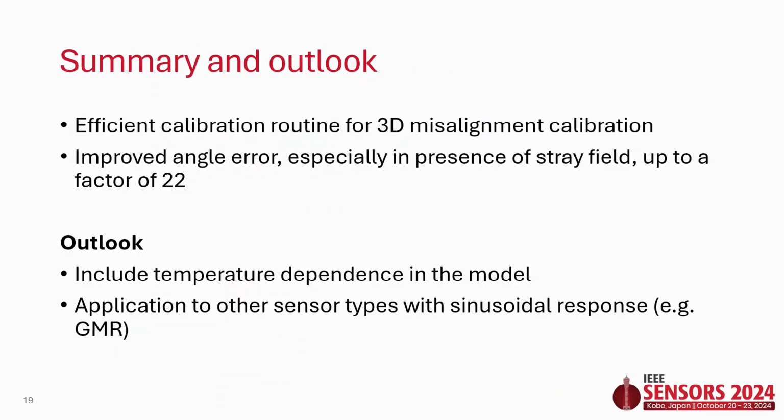So in summary, I developed a new efficient calibration routine for 3D misalignment calibration. It improved the angle error, especially in the presence of a stray field, up to a factor of more than 20. And in the future, it would be interesting to include more parameters in the model. For example, temperature would be interesting. And it also could be interesting to apply the method to more sensors that show a similar kind of response, for example, GMR sensors.